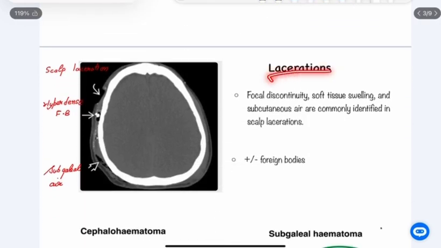Lacerations are basically a focal discontinuity and can be associated with a soft tissue swelling or a subcutaneous tear. In this image, we can see that there is a focal discontinuity in the layer of scalp. Often, hyperdense foreign bodies should be looked for within the laceration, as seen in this image. Also, subgaleal air can be noticed.